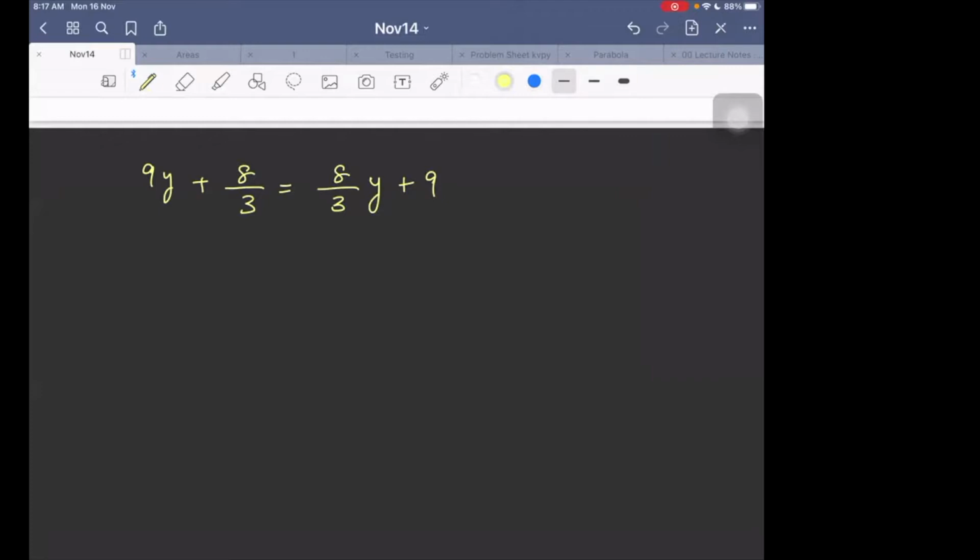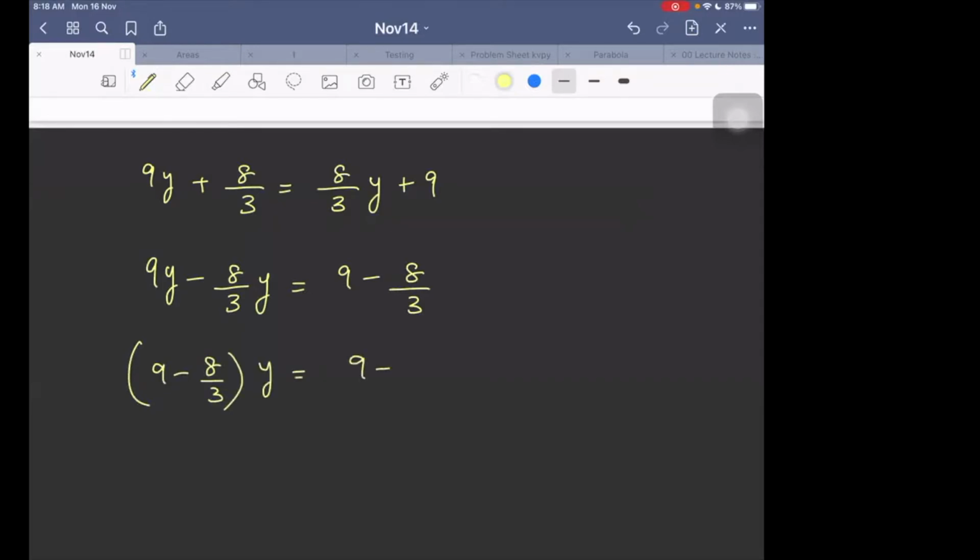I mean, this can be done in the normal way, but if you just think, you can do it in maybe 2-3 seconds. I'll tell you how, but let's do it in the regular way first. The regular method is to bring everything to one side. So we have 9y minus 8 by 3y is equal to 9 minus 8 by 3. Okay, so we have (9 minus 8 by 3) times y is equal to 9 minus 8 by 3.